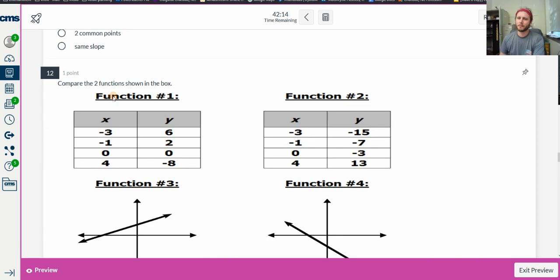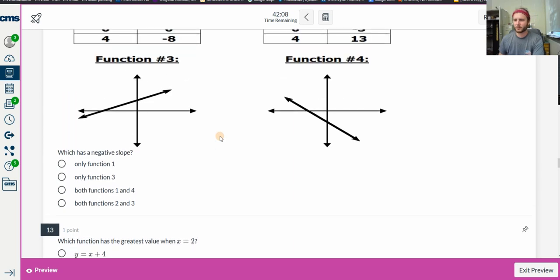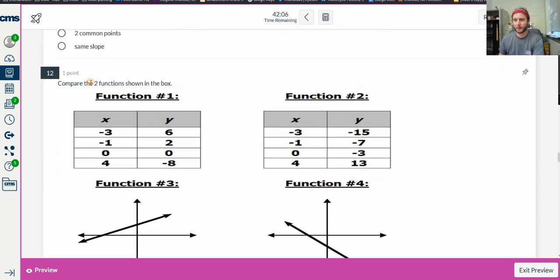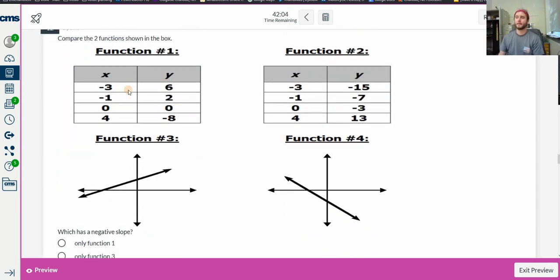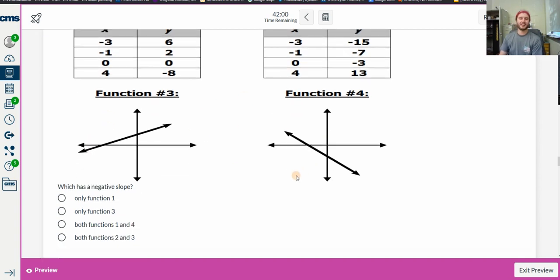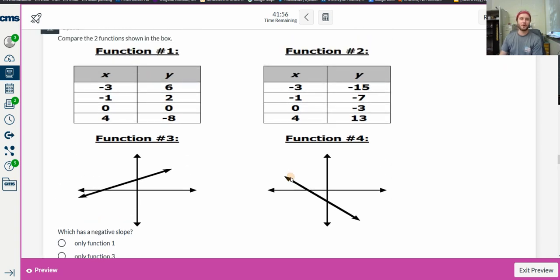For number 12, compare the two functions shown in the box. All right, well that's weird. It should say 4 functions, but oh well. So we have function 1, function 2, function 3, function 4, and it's asking which of them has a negative slope. So a negative slope just means that over time, the graph is moving downward. It means as the x number is increasing, the y is decreasing.